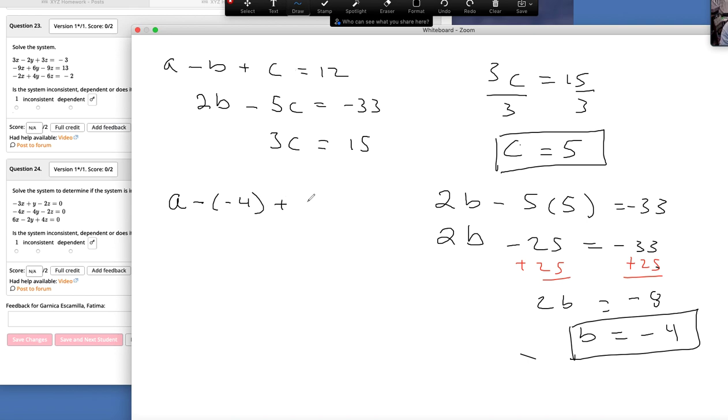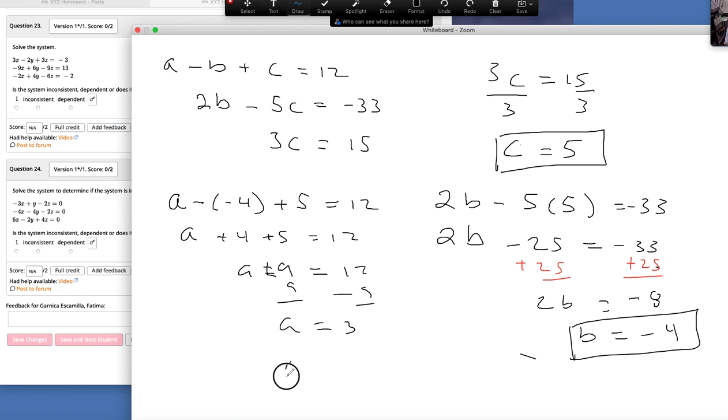Plus c was 5 equals 12. And so minus that minus makes that a plus, so a plus 4 plus 5 equals 12, or a plus 9 equals 12, and then we'll subtract the 9 on both sides, and a equals 3. So our solution set for that one was 3, negative 4, and 5.